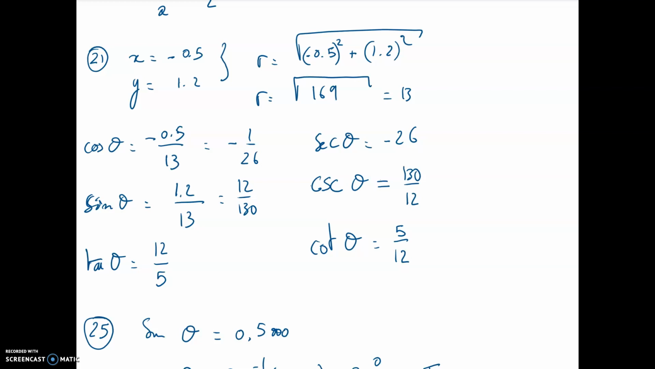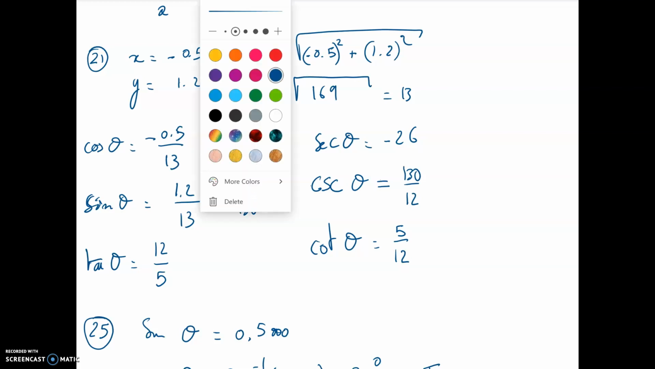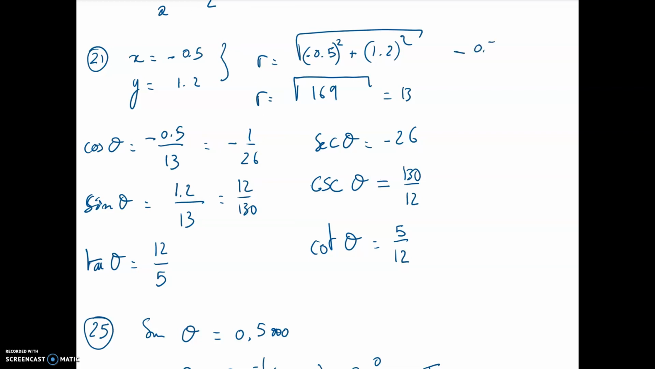Just to remind you that when you have negative 0.5 and you put the square without using the parentheses, this is going to be negative 0.25. But if you put negative 0.5 using the parentheses, then you're going to have plus 0.25. I hope you can see the difference. So then when I have r, I can calculate the value of cosine, which is x over r, sine theta, which is y over r, and tangent theta, which is y divided by x.